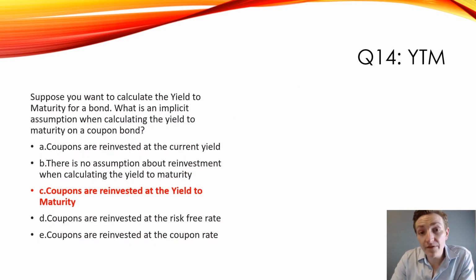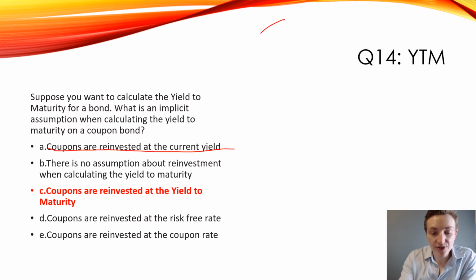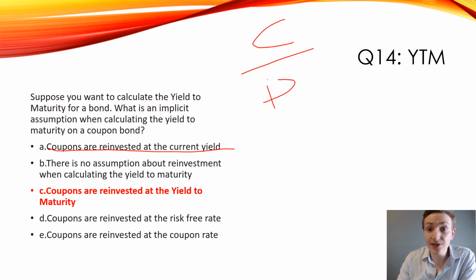In question 14, we have another question about yield to maturity. Suppose you want to calculate the yield to maturity on a bond. What is the implicit assumption when calculating the yield to maturity on a coupon bond? Our first one is coupons are reinvested at the current yield. This is wrong. The current yield is the coupon over the price. That is not an assumption in bond pricing.